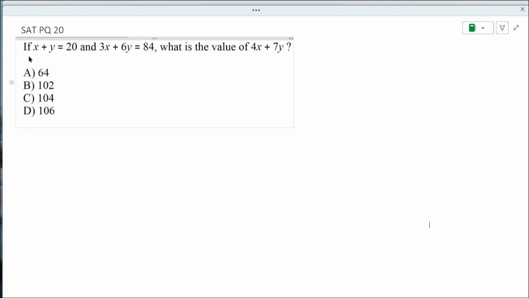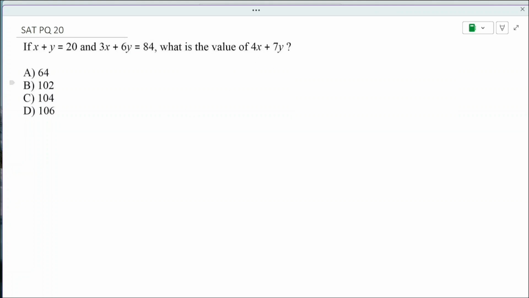Question 20. If x plus y equals 20 and 3x plus 6y equals 84, what is the value of 4x plus 7y? This question is definitely a question on system of equations, meaning you can take this as equation 1 and this as equation 2. And the question has asked that you find the value of 4x plus 7y.